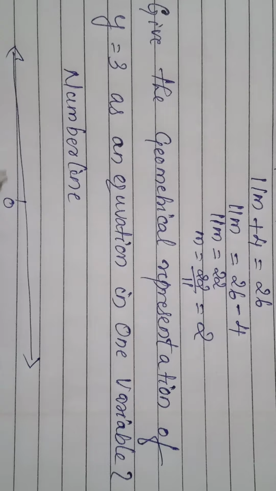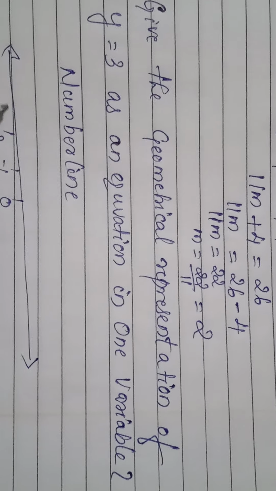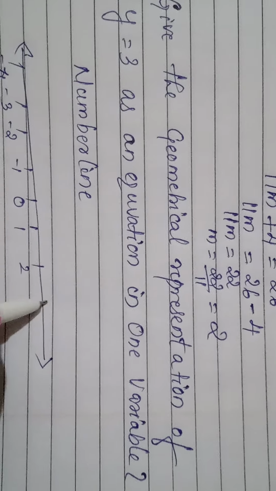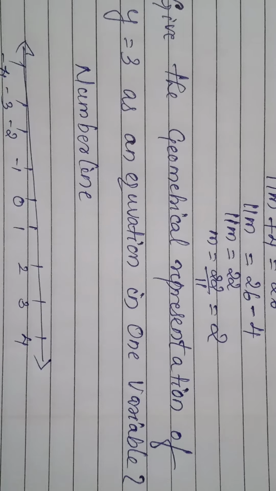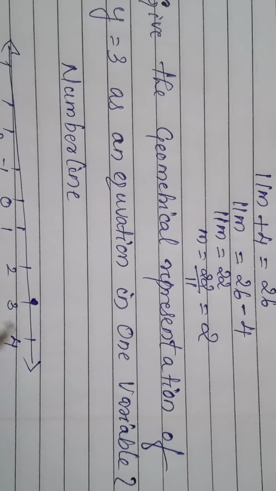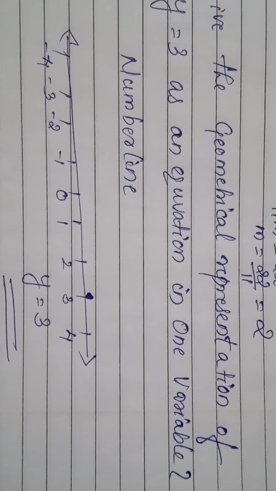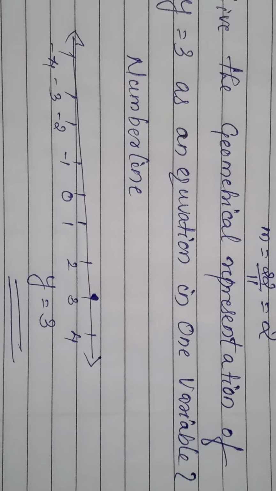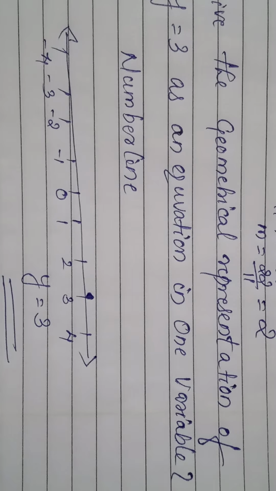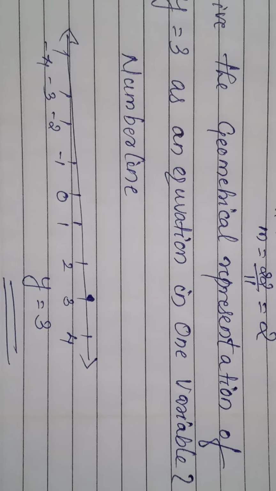Number line means here 0, in this place it will come, then -1, -2, -3, -4, like that. On this side write 1, 2, 3, 4. Understood? Here y = 3 means this is the point. Understood? y = 3. In this way, we give the geometrical representation of an equation in one variable. Okay. Remember, this is one variable. If it is two variables, you should find the solutions and plot the points on the graph. Understood?